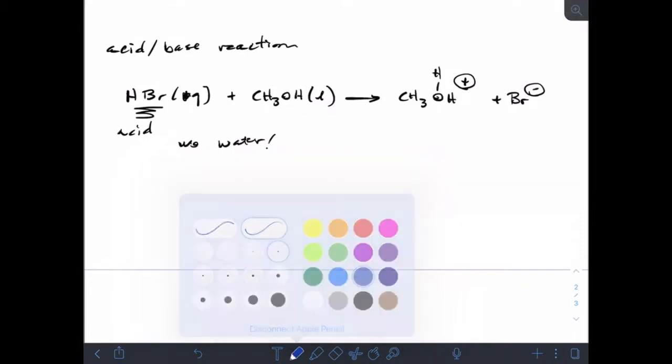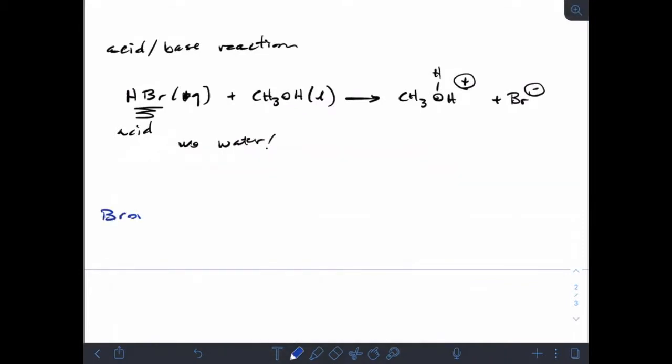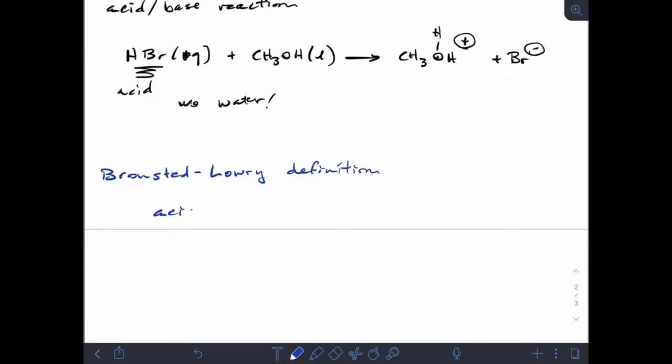Enter our new theory, which is the Bronsted-Lowry definition. The Bronsted-Lowry definition is that acids donate protons, or they donate H plus. Remember, a normal neutral hydrogen atom has a proton and an electron. If we take away the electron, all we're left with is the proton. So when we say proton, we're talking about H plus. Just want to make sure that's very clear. So acids donate protons and bases accept protons.